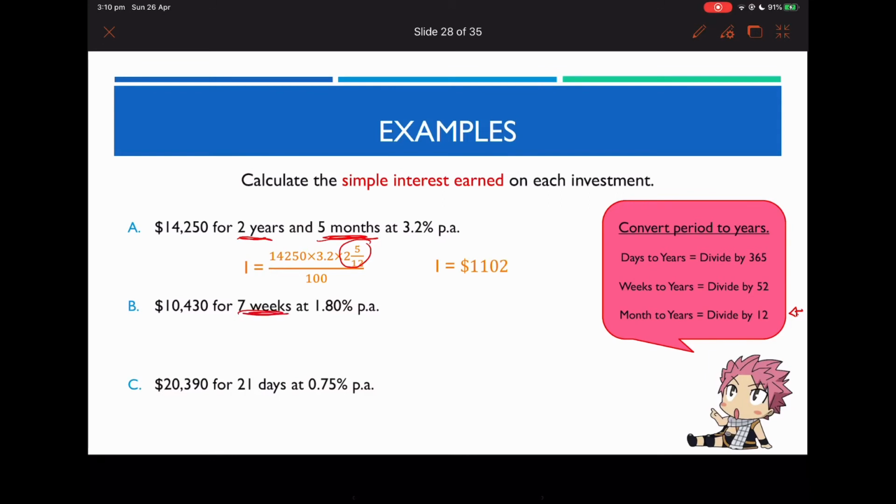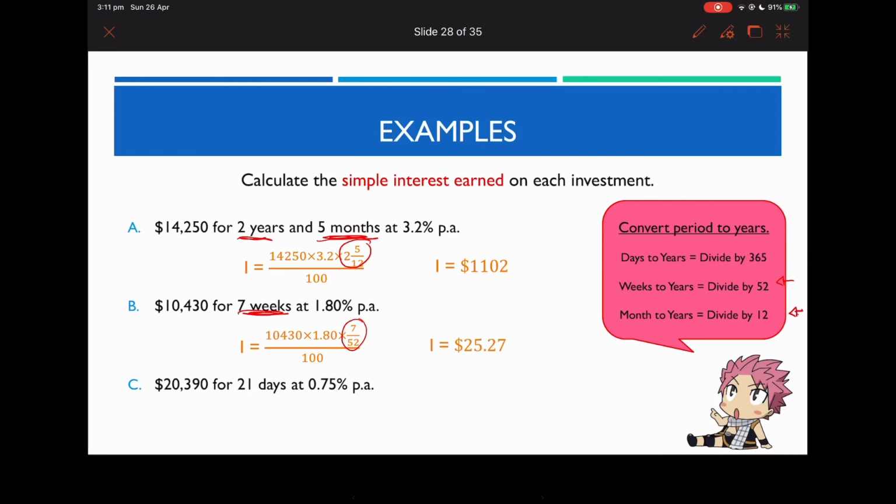You've got this in 7 weeks. What I'm going to do now is, in order to convert our weeks into years, I know that there are 52 weeks in a year, so I'll divide that by 52. So put this into the calculator. I've got this as 7 over 52, and you're going to get an answer of $25.27.